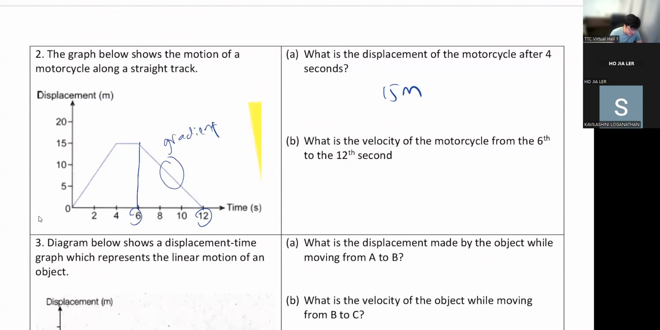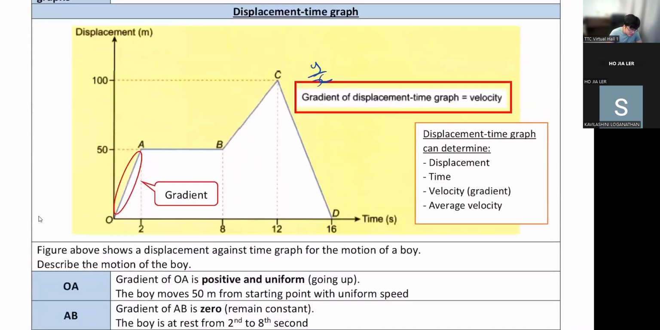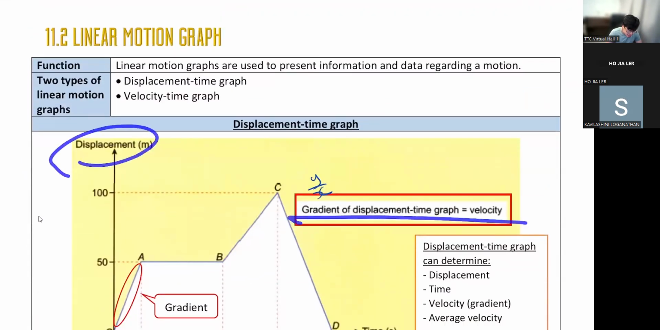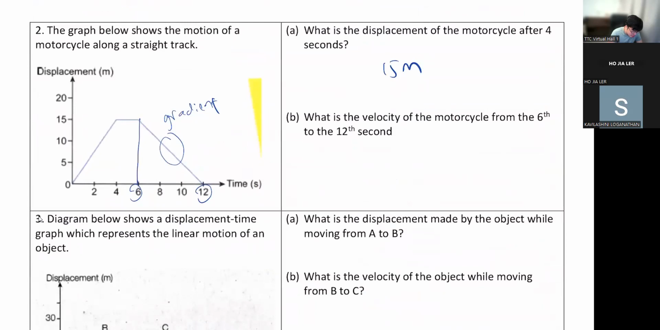Right, so guys, make it a habit. Whenever you see a displacement-time graph, write this down: gradient equals velocity. This helps you a lot, because when they want velocity, what do they want? They want a gradient. So we just look at the gradient.